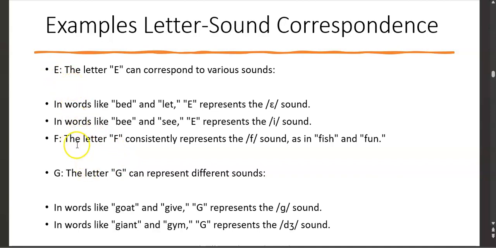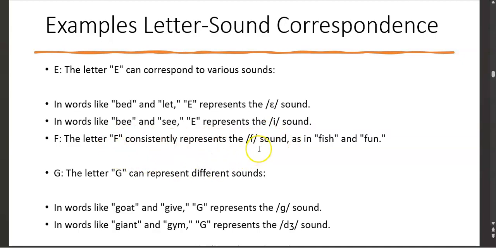Look at another example, F. F is just consistent, so maybe fish, fun, it's just F. The sound is F. It's not like E that has a lot, or A that has a lot of pronunciations. F is consistent, so letter F, sound F.